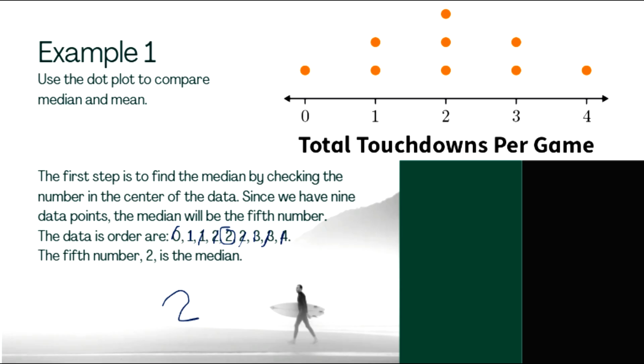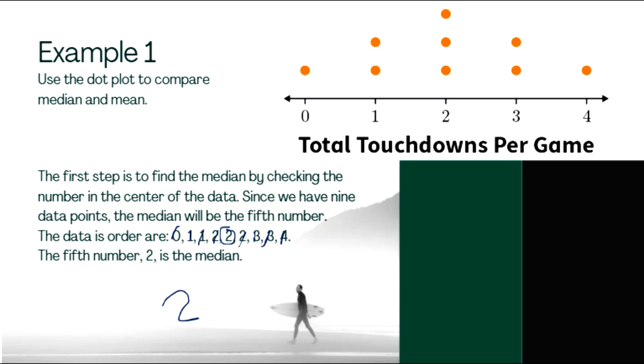Okay, it's just like if you're cutting a heart out of paper and you can fold the paper in half and cut out half a heart, and then you have a perfect symmetrical heart. Same idea. So the first step is to find the median by checking the number in the center of the data. Since we have 9 data points, the median will be the 5th number.